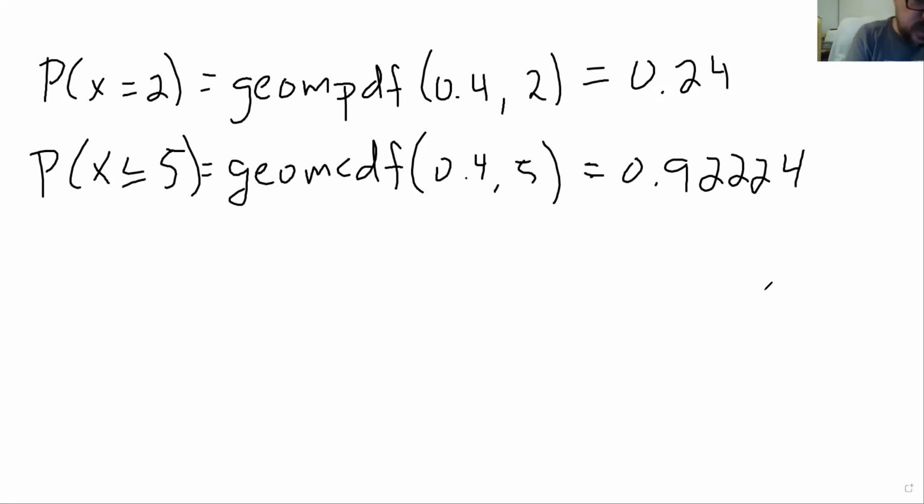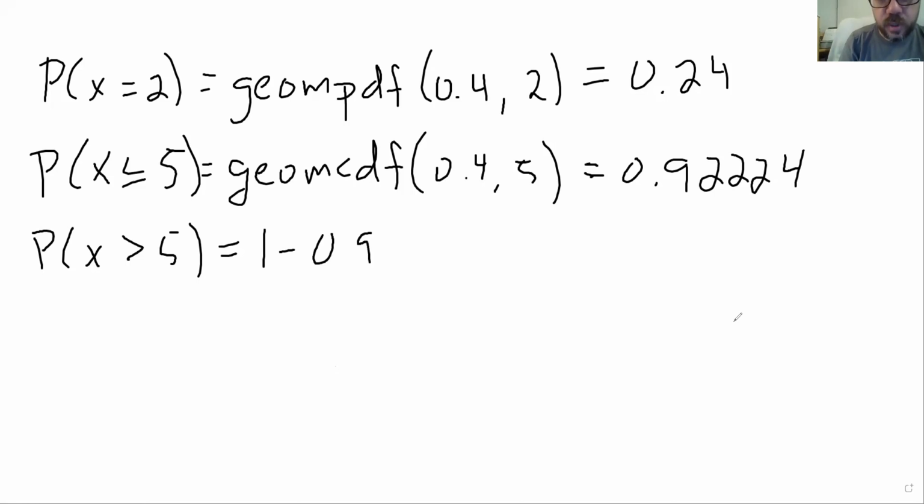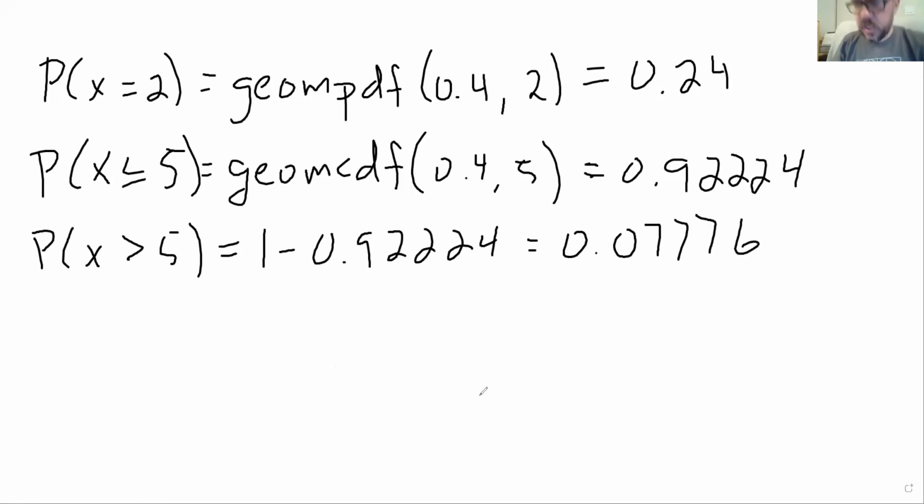All right, so the probability that x is greater than 5, well, that is pretty clearly the complement of this thing, right? So this is 1 minus 0.92224, which again, we can do quickly in our heads by knowing that I want to add up to 9, 9, 9, 9, and 10. So it's going to be 0.07776. So about a 7.8% chance that it takes her more than 5 tries, or more than 5 test drives. There you go. That's geometric.